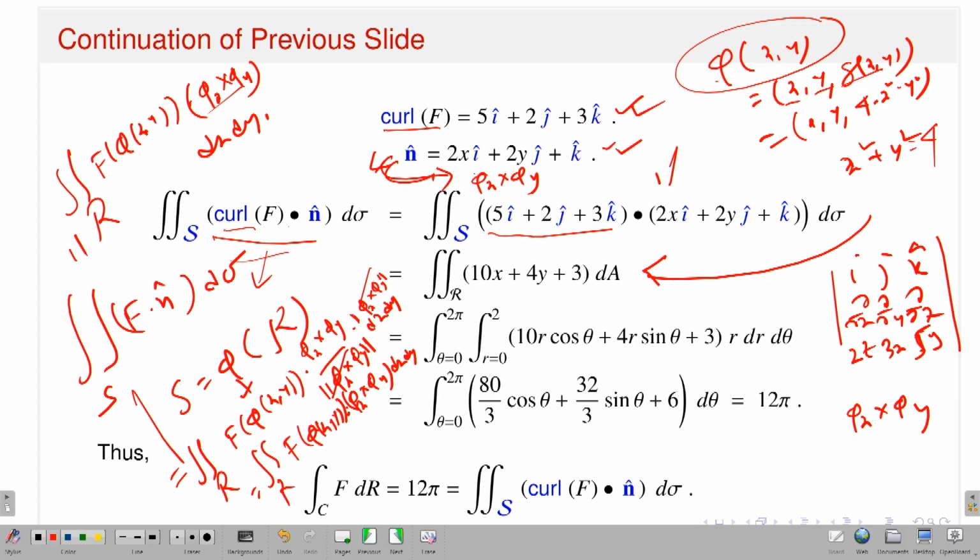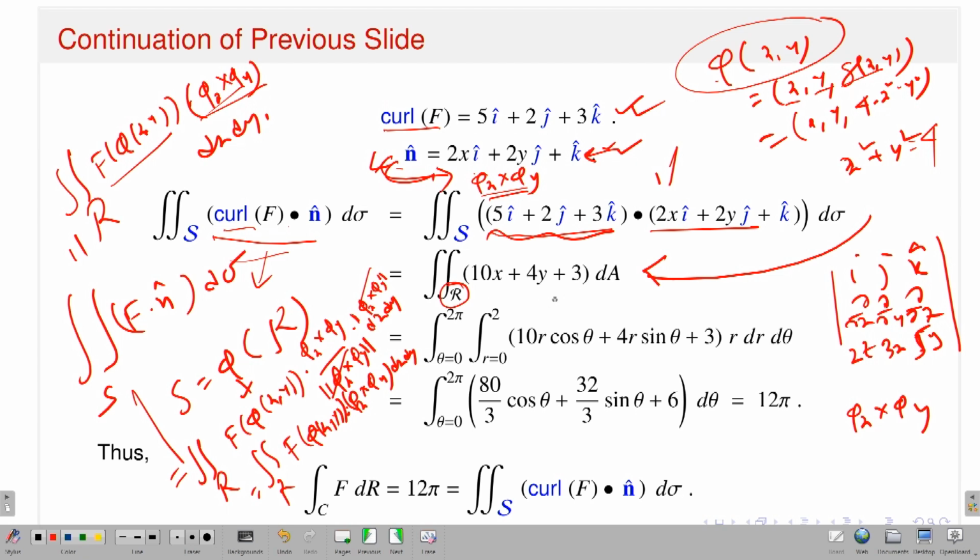Because n cap means unit normal vector, and then I have to always divide by the norm. But here I am talking about n cap meaning phi x cross phi y, because in the integration it will not affect, since it is over the region R. And this is nothing but F of phi of xy, and then dot product with phi x cross phi y, which is this one.